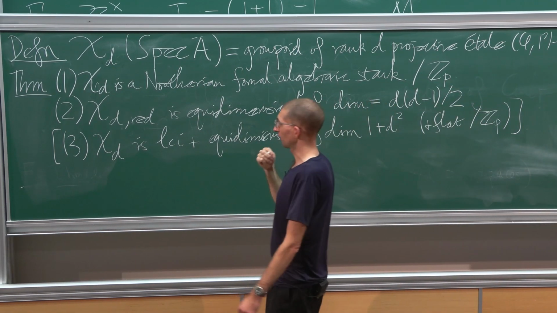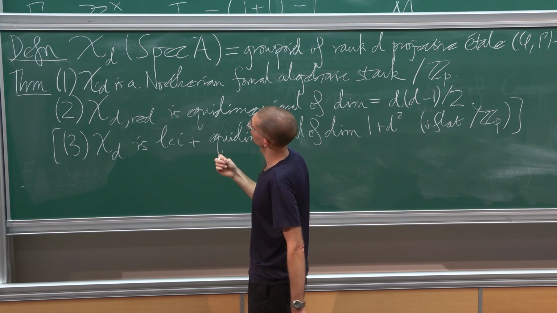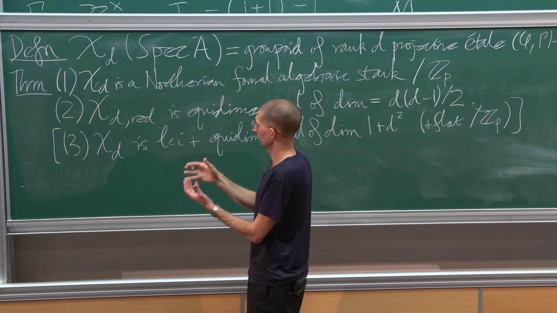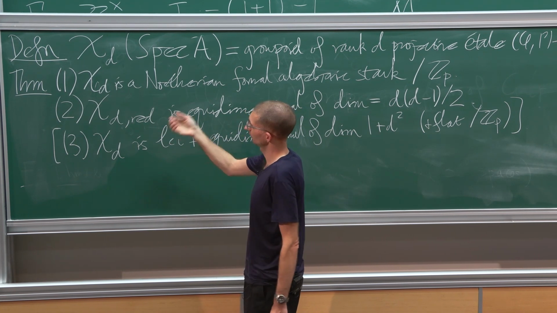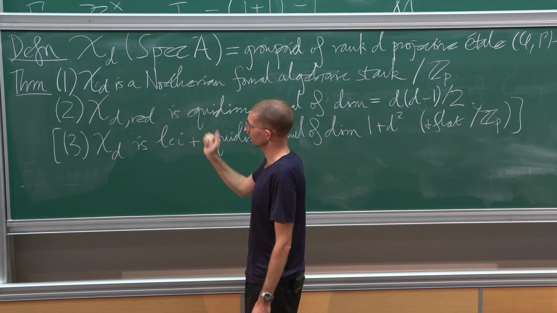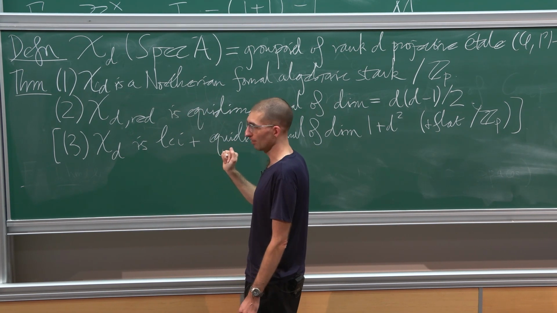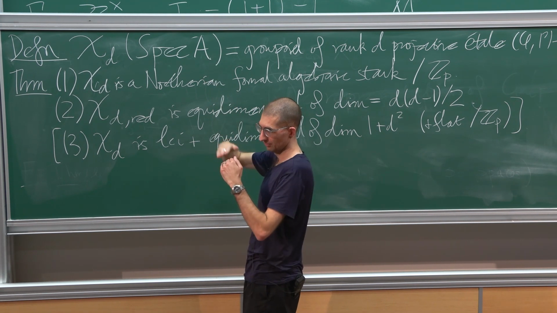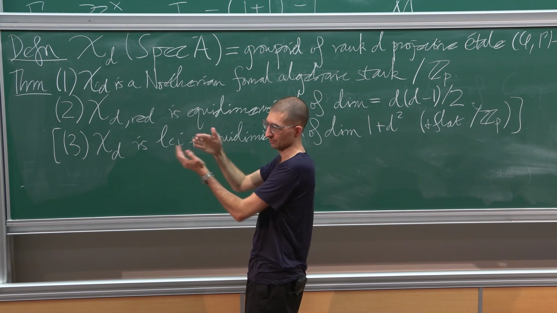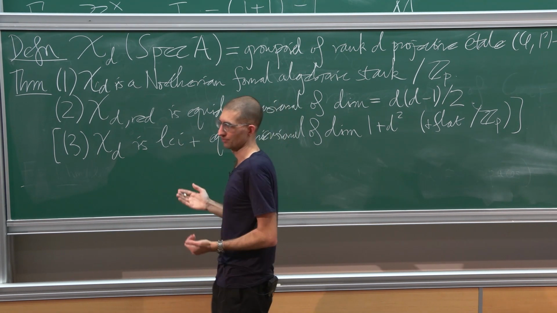So what are the points of this stack? The F_p bar points are just representations valued in GL_d of F_p bar, and then for the deformations of those, you deform to Artinian rings, and then Fontaine's equivalence applies, and you just get back Galois deformation rings.